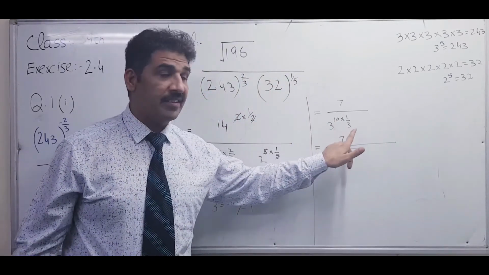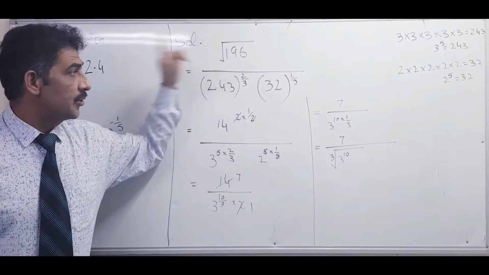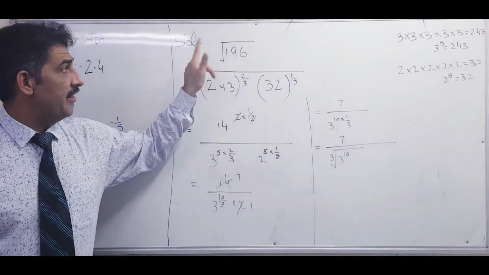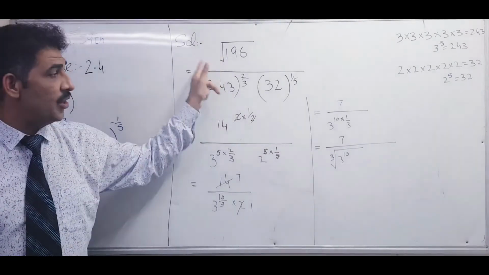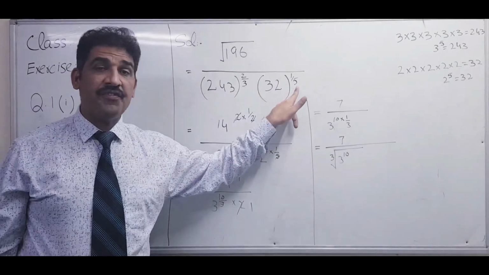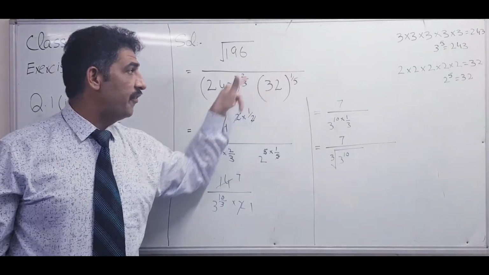I repeat that one. If there is nothing written here, no number is written here, its value is 1 over 2. If you write 3, then its value is 1 over 3. If you write 4, its value is 1 over 4. Like here, fifth root. If you want to finish this 5, then you can write fifth root.